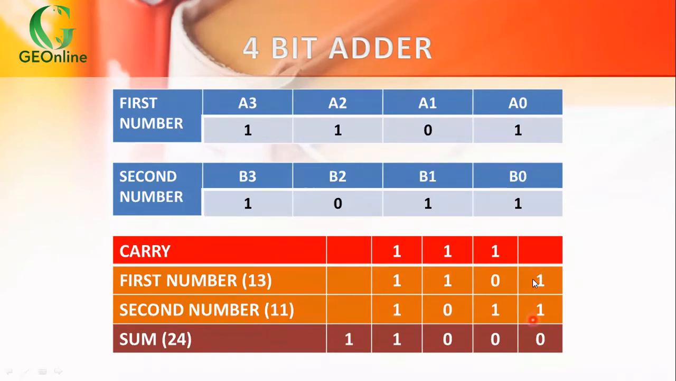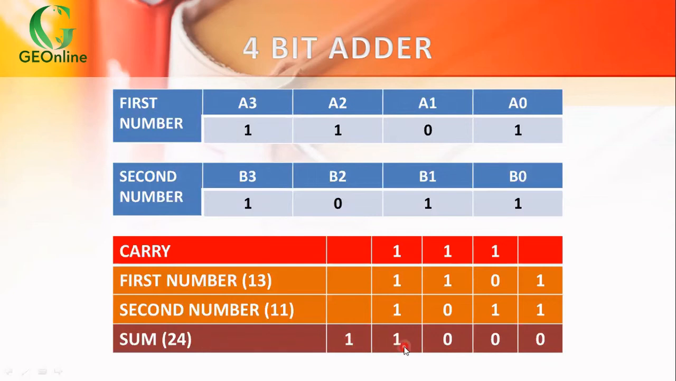First digit, least significant bit, 1 plus 1 is 10. 0 here, carry to the next most significant bit. 1 plus 0 plus 1 is 10. 0 here, carry forwarded to the next digit. 1 plus 1 is 10, plus 0 is 10. 0 here, carry forwarded to the next digit. 1 plus 1 plus 1, 1 plus 1 is 10, plus 1 is 11. So the result is 11000. That means 16 plus 8, that is 24.